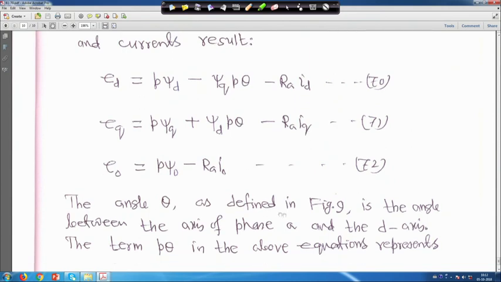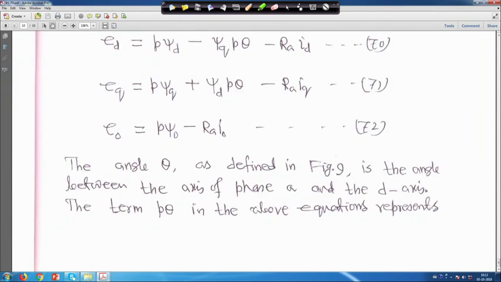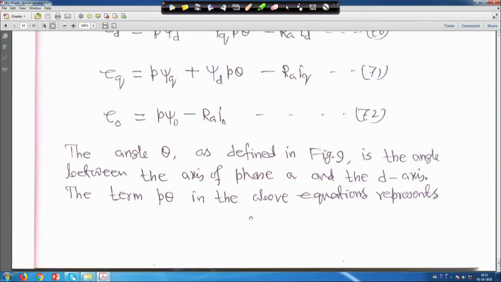The angle theta is as defined in figure 9, which is the angle between the axis of phase A and the d axis. The term P theta in the above equations actually represents d theta/dt, that is, the rotor speed. We will explain all these things later in detail.